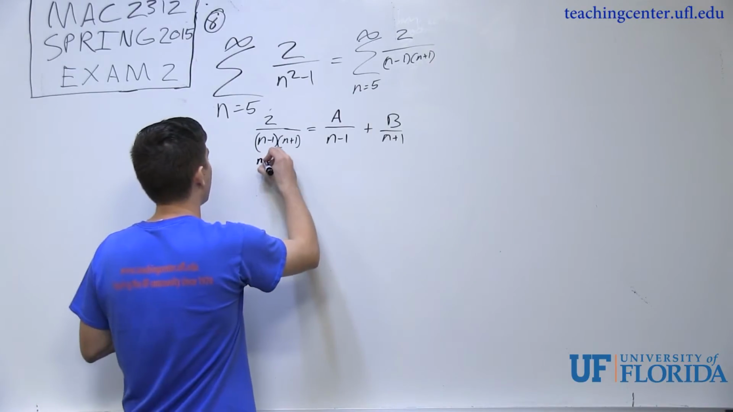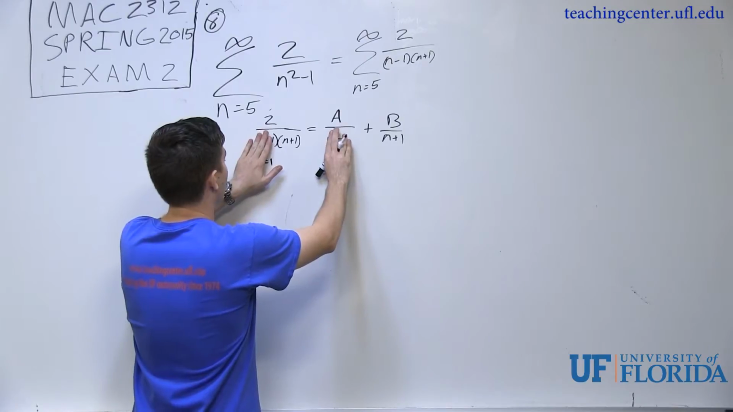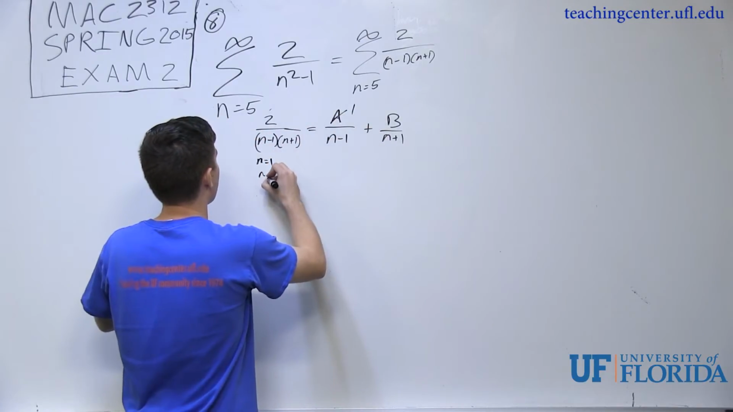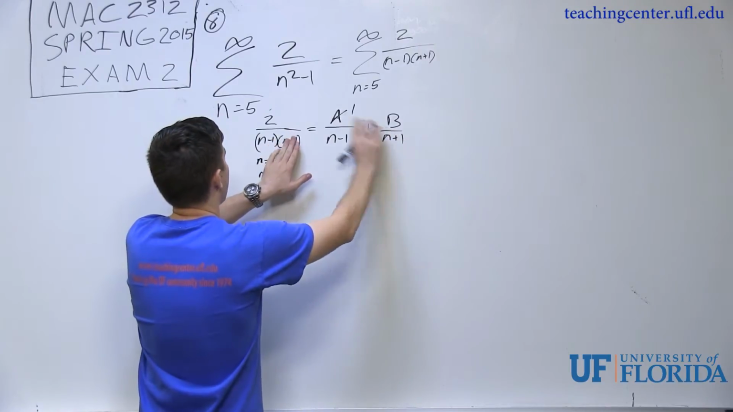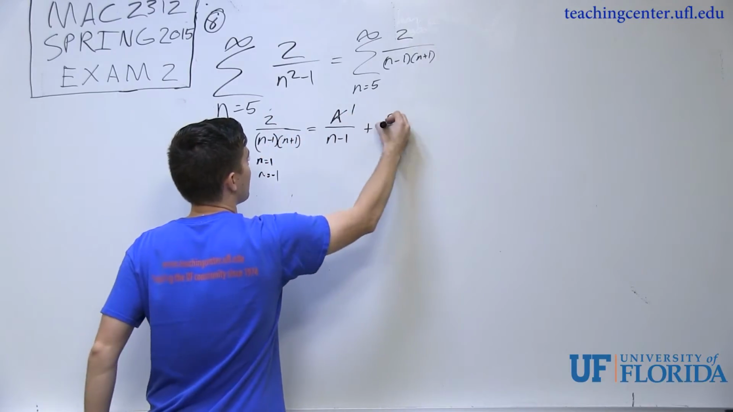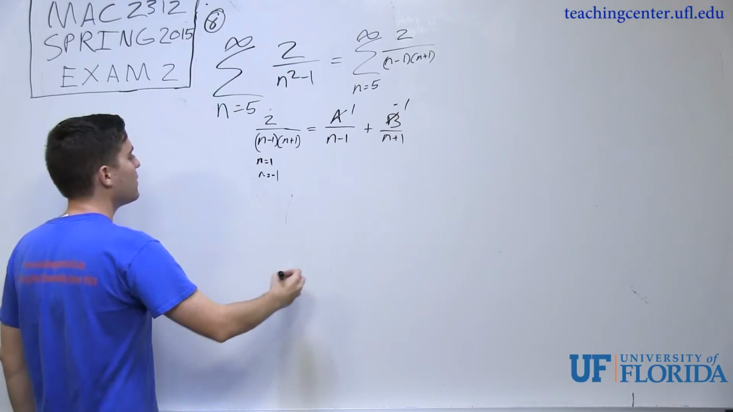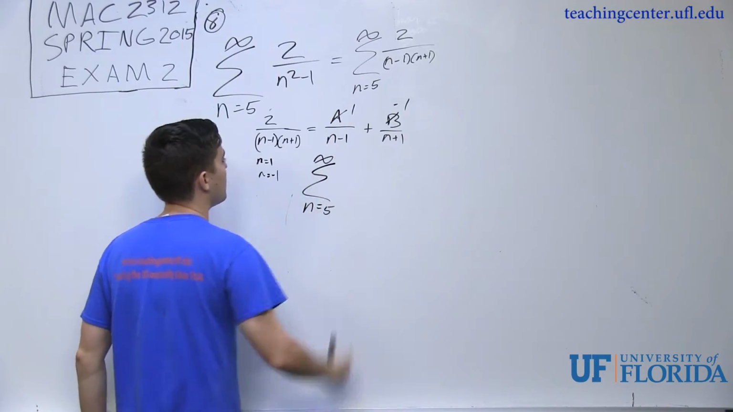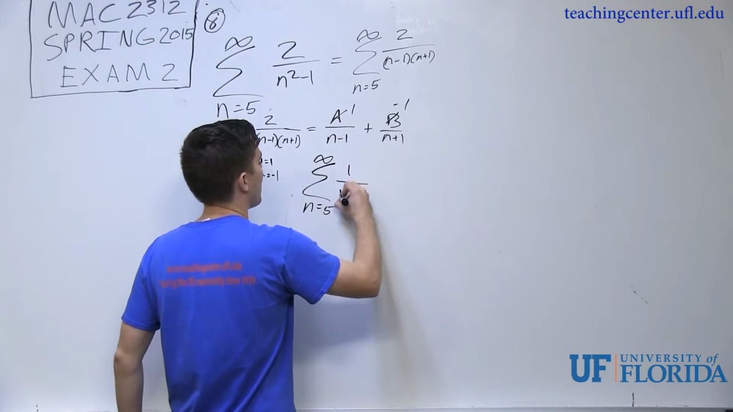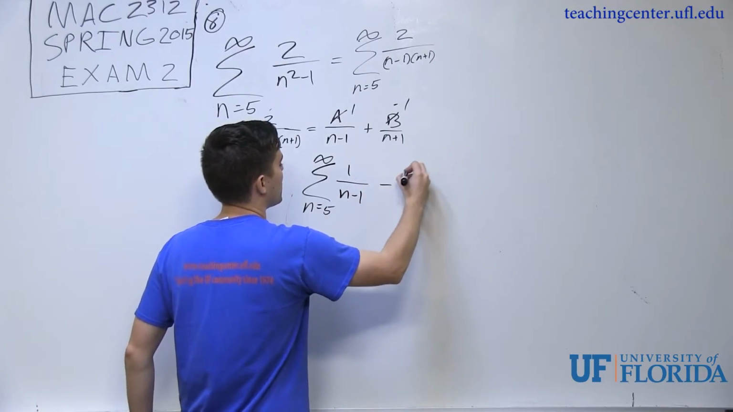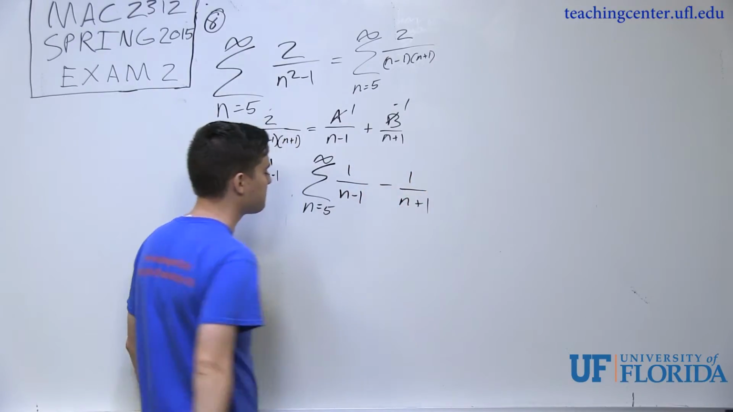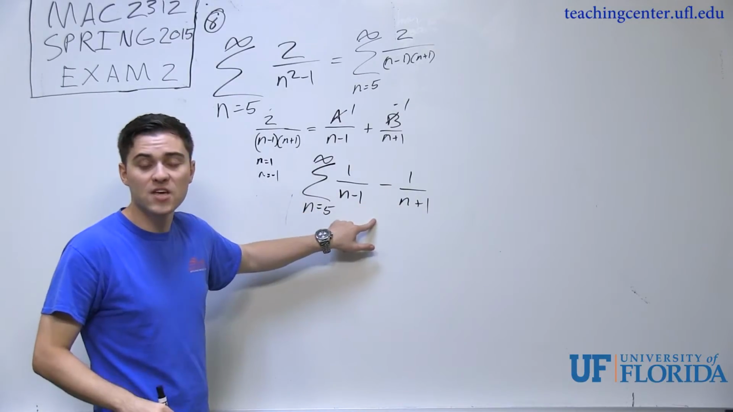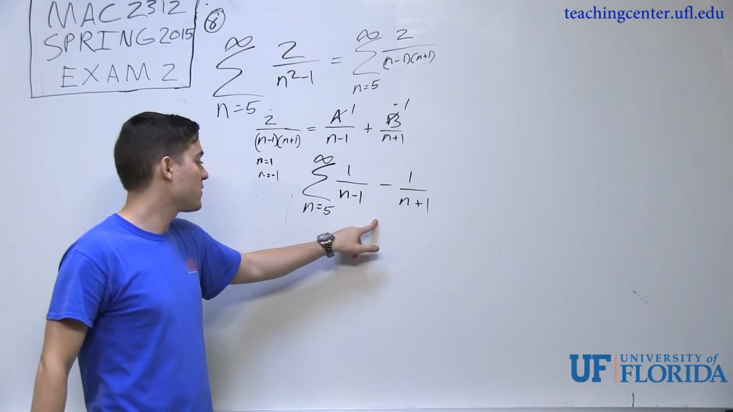So if I plug in n equals 1, I cover up that factor, 2 over 2, so A is equal to 1. If I plug in n equals negative 1, cover that up, 2 over negative 2, B is equal to negative 1. So I end up getting my new series, n equals 5 to infinity, of 1 over n minus 1 minus 1 over n plus 1. Now I have 2 terms that I'm comparing, so this can be a telescoping series.